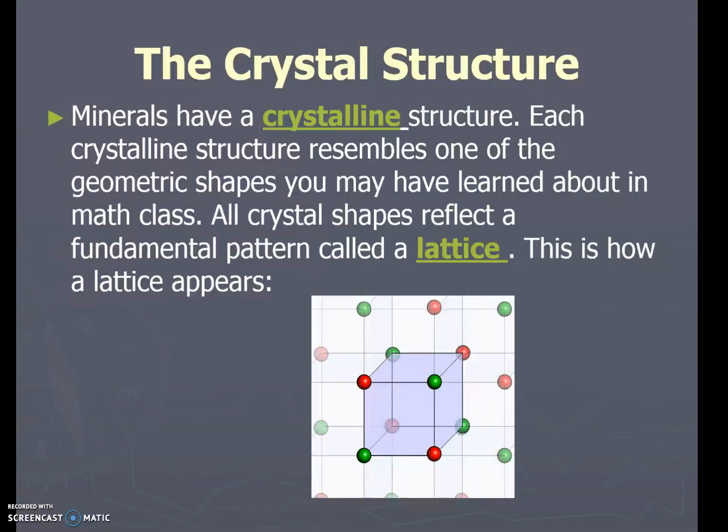And last, we have the crystal structure. All minerals have a crystalline structure, which is usually a geometric shape that you may have learned about in math class. All crystal shapes reflect a fundamental pattern called a lattice. For example, below we have what a square or cube lattice looks like. Some minerals have a hexagon lattice. Some minerals have a pentagon lattice. That's their crystalline structure, how each little atom and molecule forms together to form a certain shape.